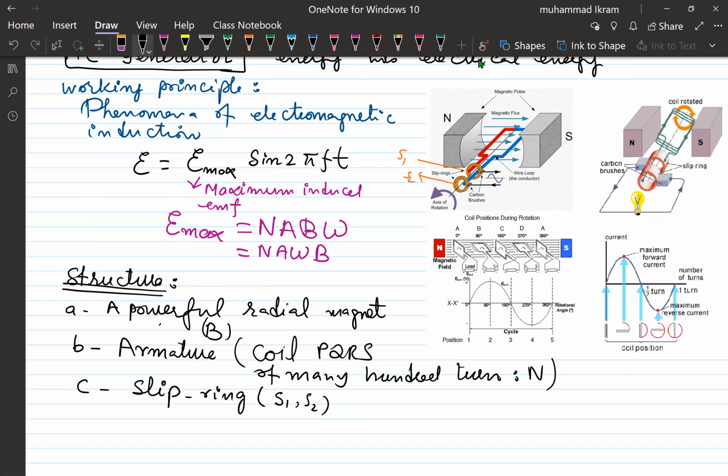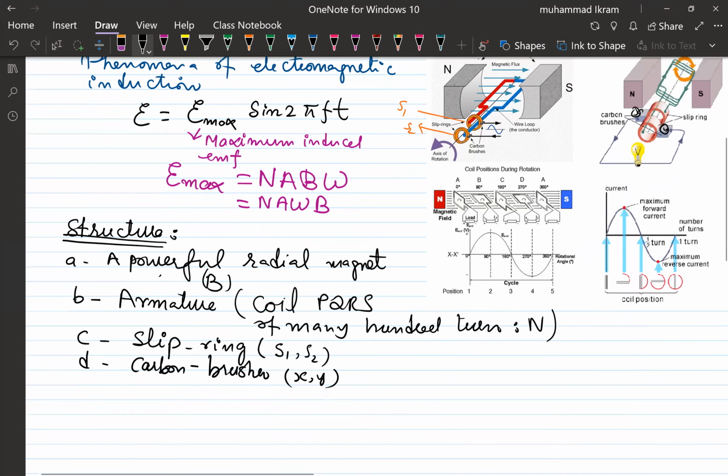This is done by using the carbon brushes. The carbon brushes are in loose contact with the copper slip rings, and I label the brushes as X and Y in my diagram. These carbon brushes are in permanent contact with the external circuit but in loose contact with the copper slip rings, and this is how they pass on the current.